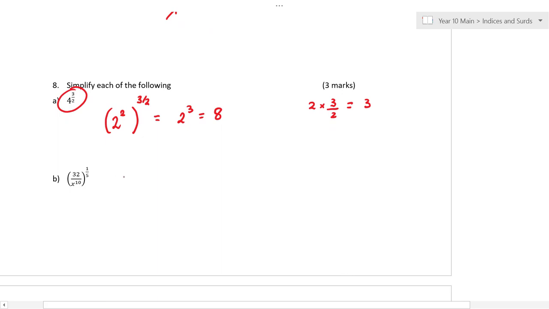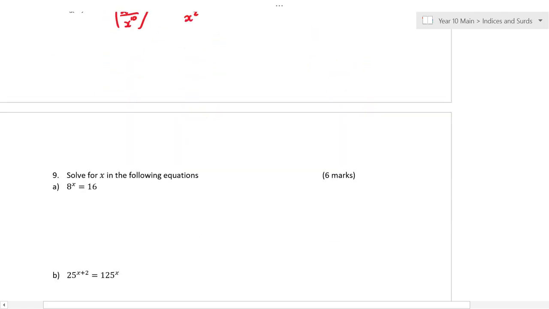Same thing over here. Let's change 32 to a smaller base. That's 2 to the power of 5. X to the power of 10 over to the power of 1/5. Now, 5 times a fifth is what? 5 times a fifth is 1. So it's 2 to the power of 1, which is 2, and 10 times 1/5 gives 2x to the power of 2.